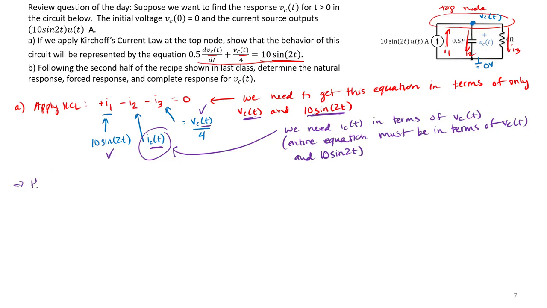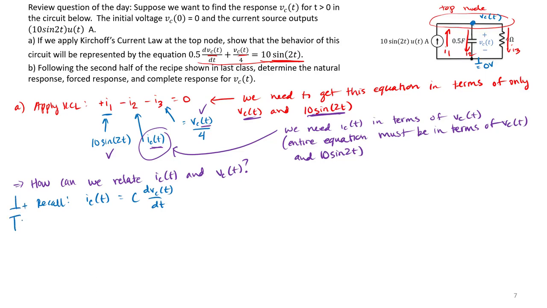All right, so how can we relate IC of t and Vc of t? Is there a tool in our toolbox that could help us here? How about this one? Recall that the current through our capacitor is equal to capacitance times dVc of t dt. So here again, IC is the current entering the positive terminal. So IC is equal to C dVc dt.